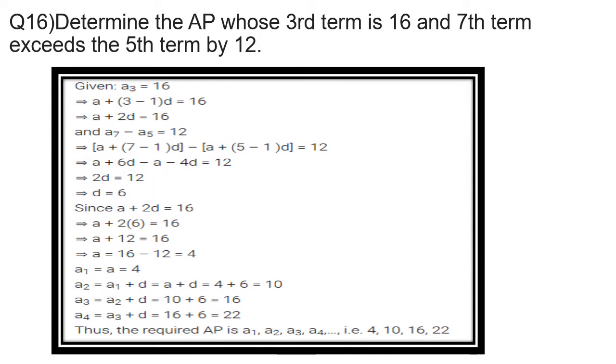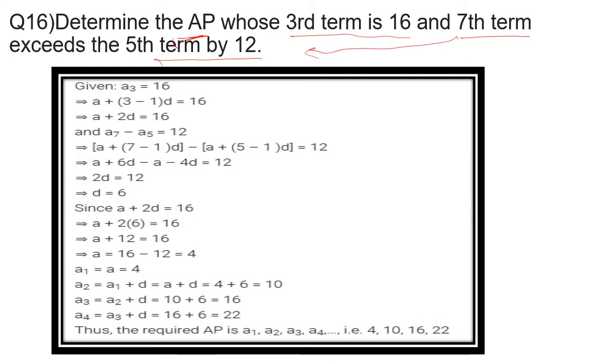Okay, reading out question number 16 here. It says, determine the AP. What you have to do is find the AP. The AP has not been given here. So you have to determine the AP whose third term is 16, beta, and the seventh term exceeds the fifth term by 12. A little bit of information for the seventh term is given, that it exceeds the fifth term by 12.